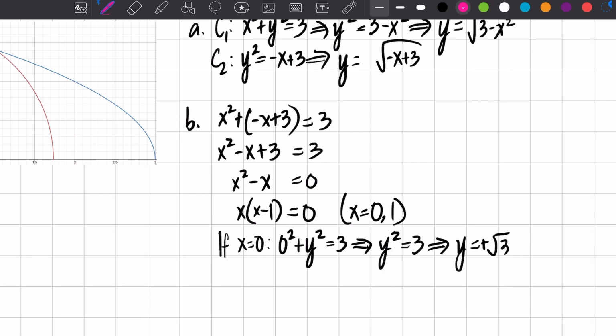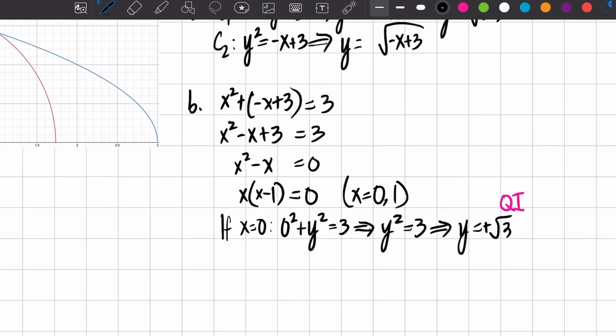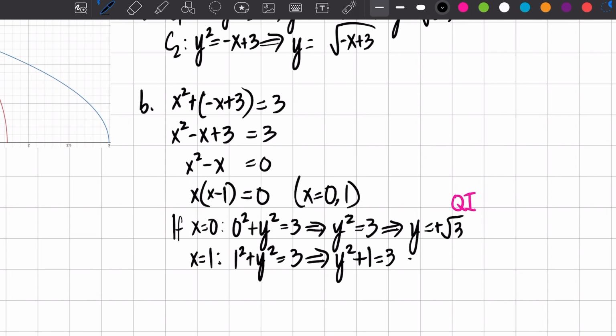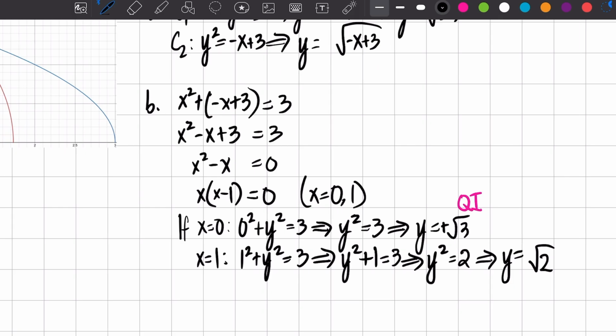Positive since we're in the first quadrant. Then for the second one, if x equals 1, then we have 1 squared plus y squared equals 3. This would give us y squared plus 1 equals 3, and that's equivalent to saying that y squared equals 2. Obtaining the square root of both sides, we have y equals positive square root of 2. Okay?